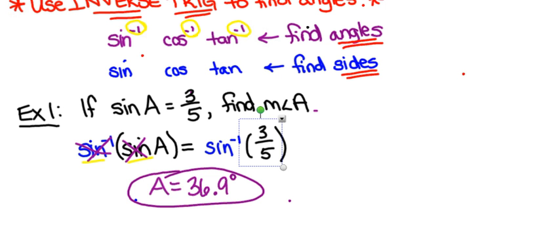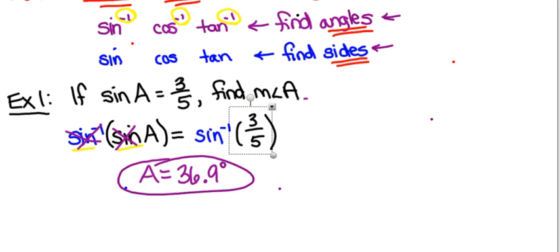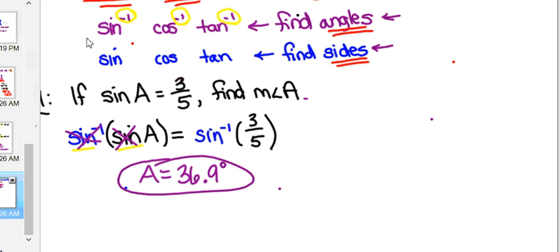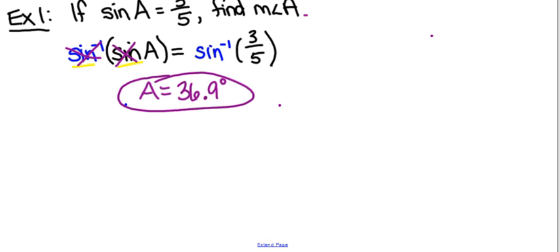So again, kind of a big key idea. If we're finding angles, we're using inverses. If we're finding sides, we're using plain old sine, cosine, and tangent. All right, I'm going to scroll down and take a look at another example.